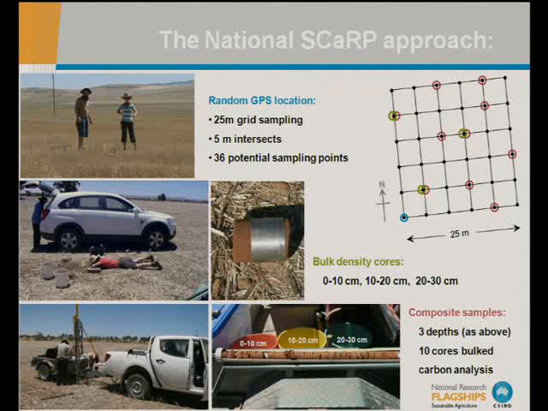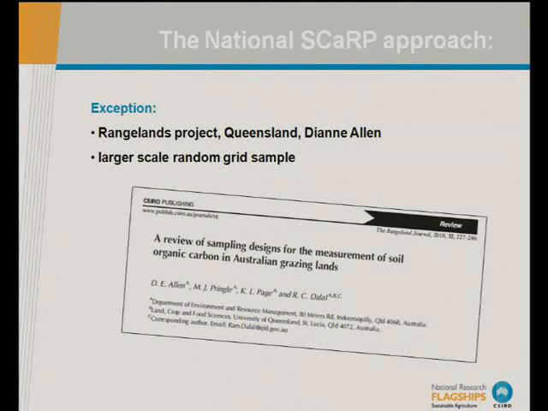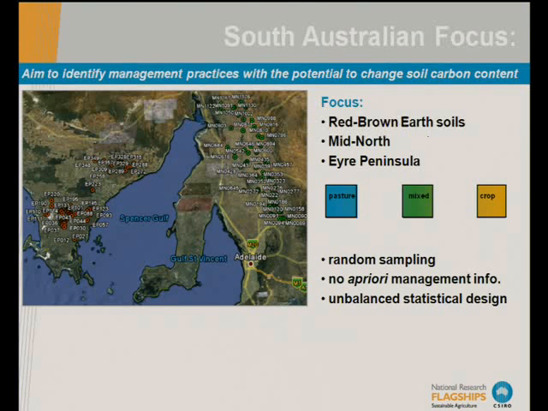So the sampling approach we've run through already, and it's almost consistent across the programme. However, there are always exceptions, and I guess that just highlights the need to adapt the methodology to specific context. So in the rangelands projects, where they're dealing with very large spatial scales and very large paddocks, their grid sampling is a lot larger than 25 metres. I think they're working with a 100-metre grid sample. And Diane Allen's written a nice review of sampling designs specific to the Greys context.